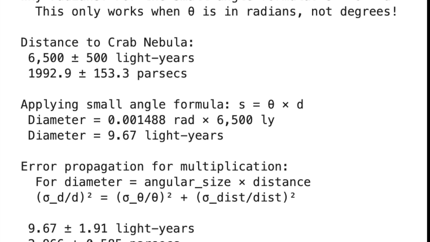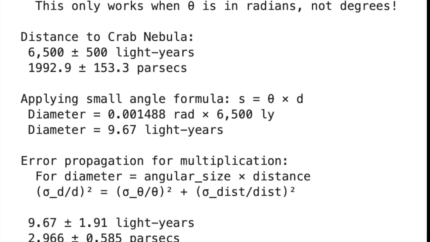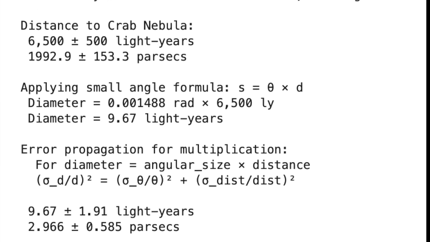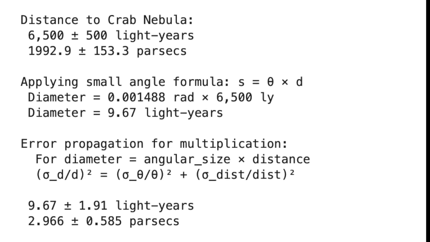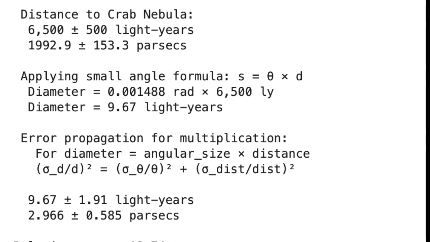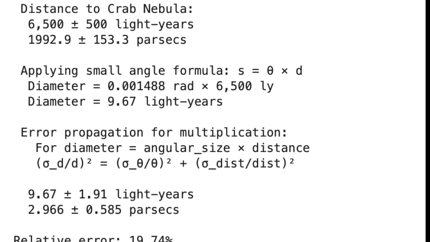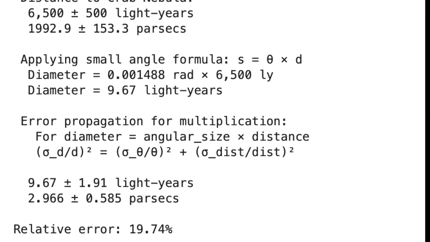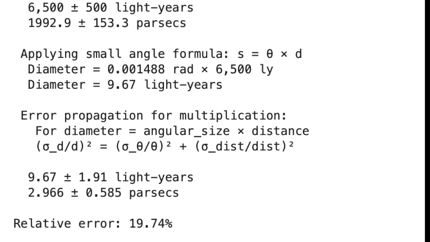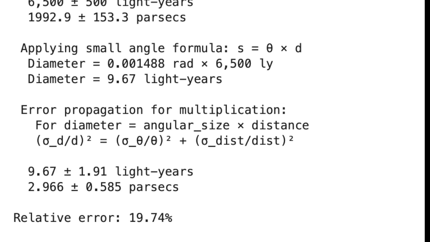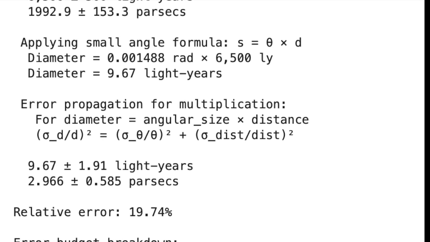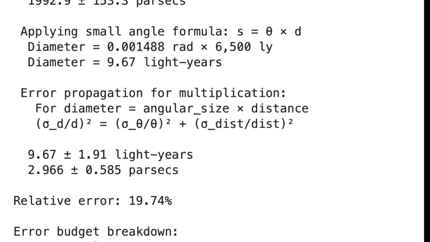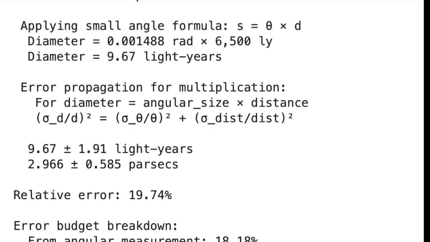The Crab is 6,500 light years away, or about 2,000 parsecs if you prefer the professional units. Multiply 0.00149 radians by 6,500 light years and we get 9.68 light years across. Think about that. Light itself takes almost 10 years to cross this thing, and it's been expanding for 970 years.